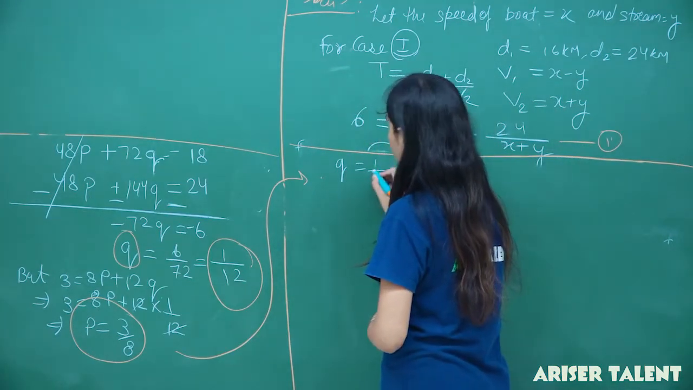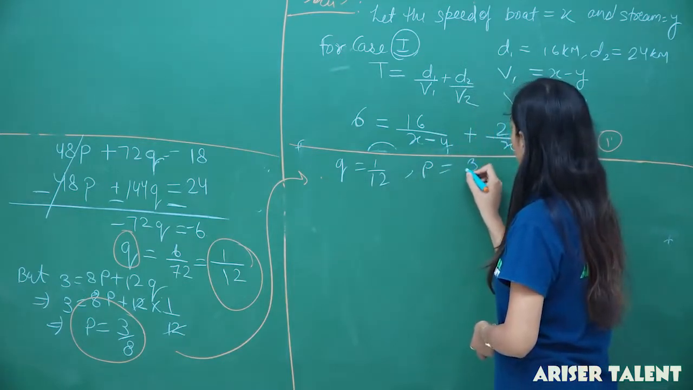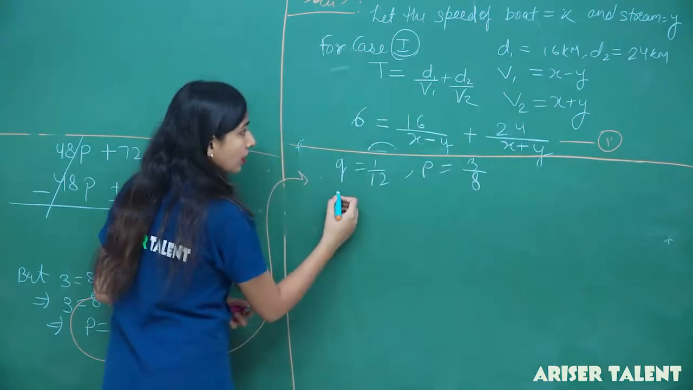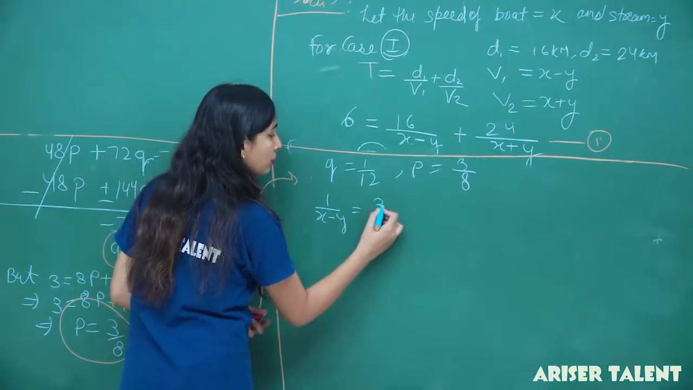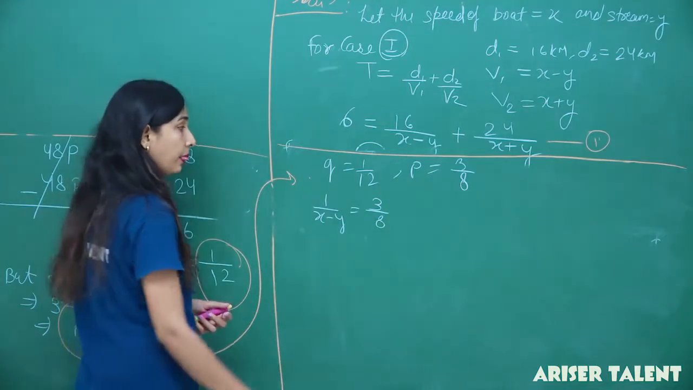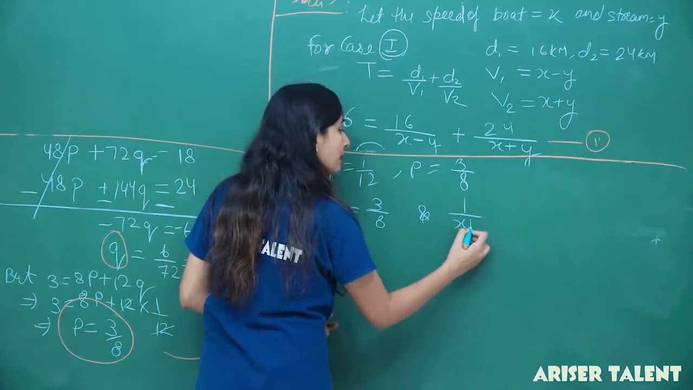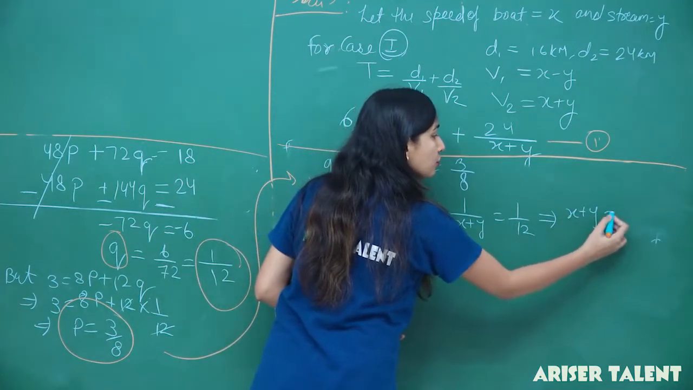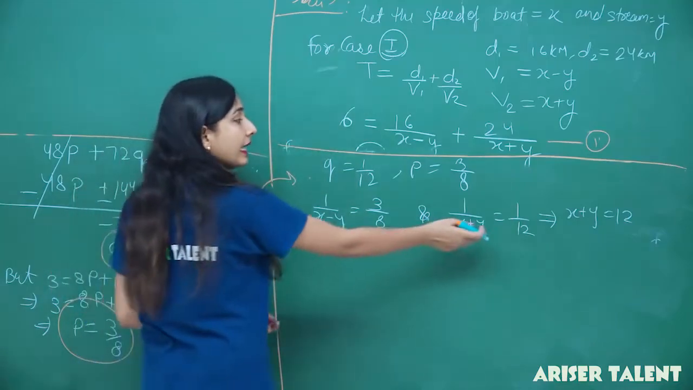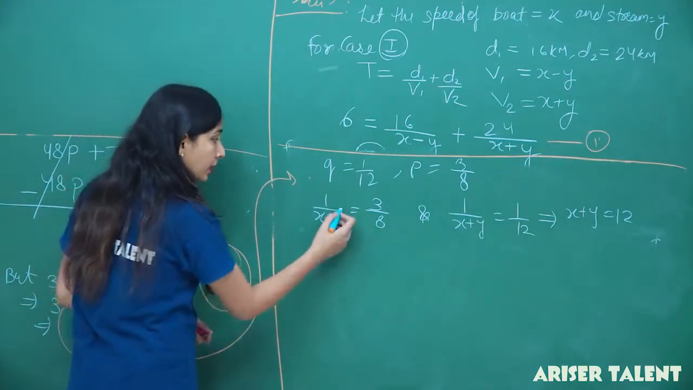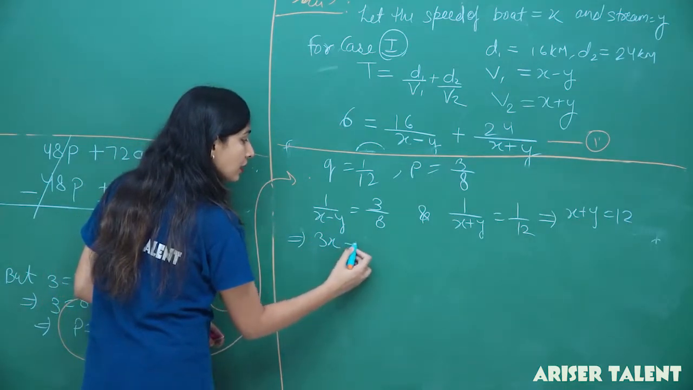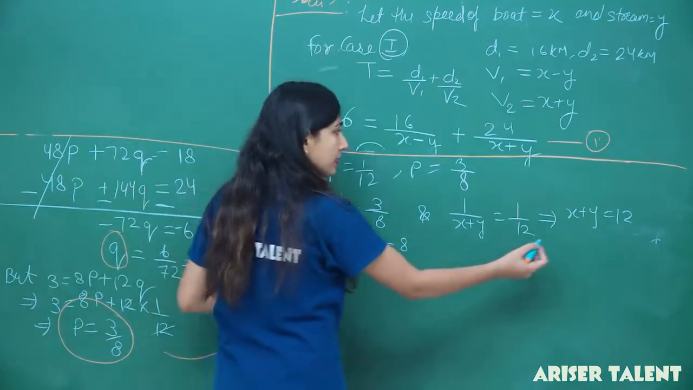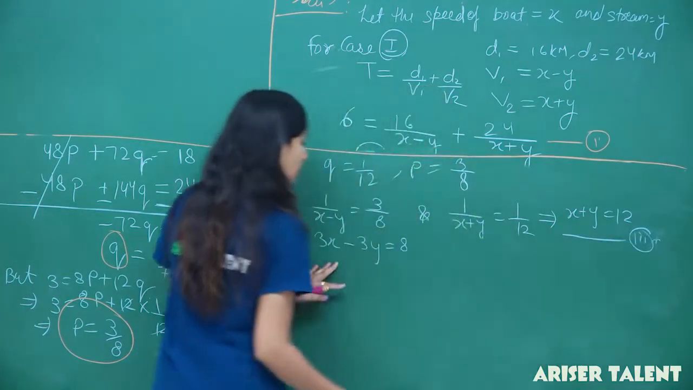Q equals 1 by 12 we are having, P equals 3 by 8 we are having, right. That means 1 upon x minus y equals 3 by 8, okay, and 1 upon x plus y equals 1 by 12, that means x plus y equals 12. We have assumed that, no? So, we are substituting the value again. Now, that means 3x minus 3y equals 8. Let us suppose this is equation number three, right.